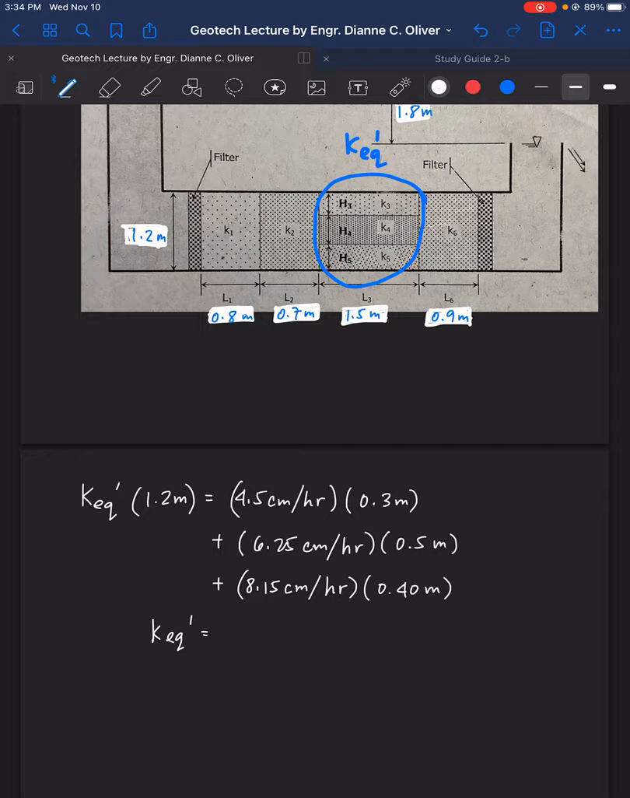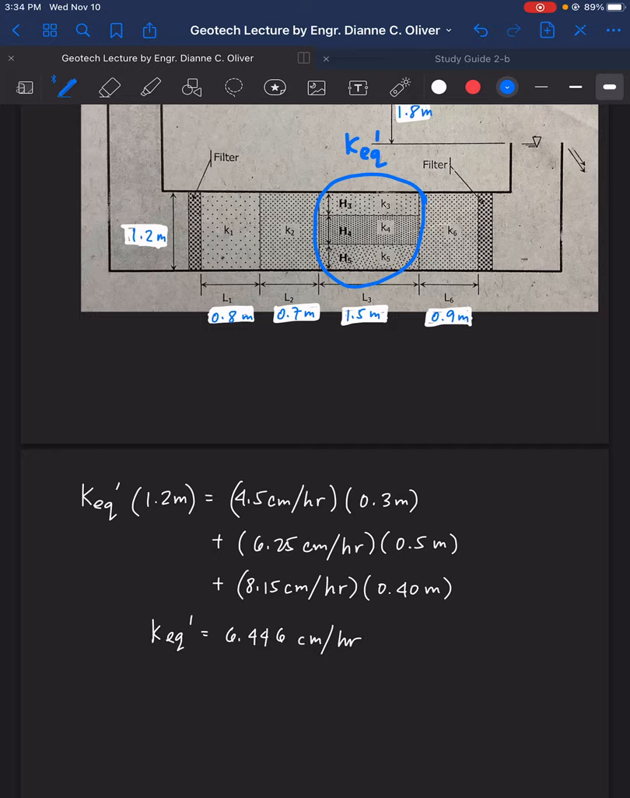So let's solve for K equivalent prime. 4.5 times 0.3 plus 6.25 times 0.5, plus 8.15 times 0.4, divided by 1.2. So we have there 6.446 centimeter per hour. Now using that value for K equivalent, let's now solve the next orientation.